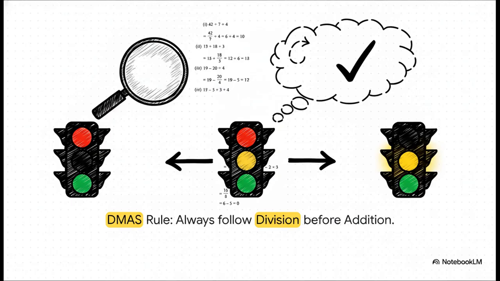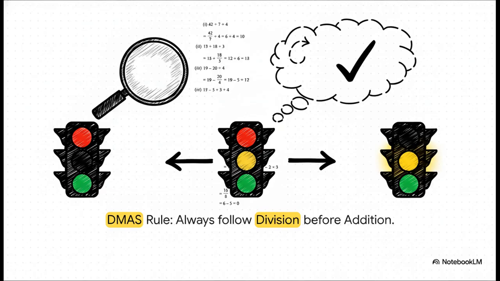Look, if you don't have order in math, you literally just have chaos. So, enter the DMAS rule: division, multiplication, addition, and subtraction. Honestly, think of this as the strict traffic light system of the math universe. Let's look at this expression, straight from the textbook. 42 divided by 7 plus 4.